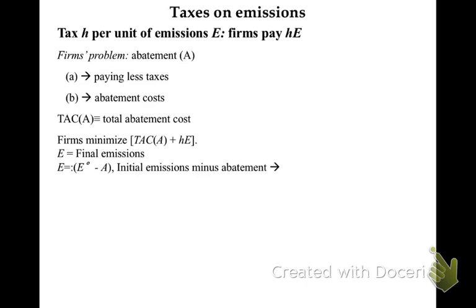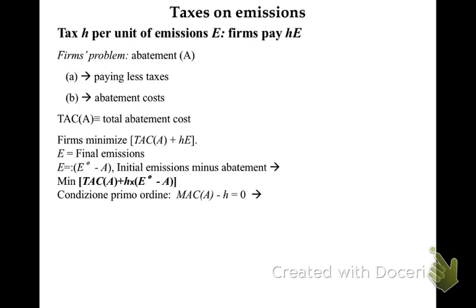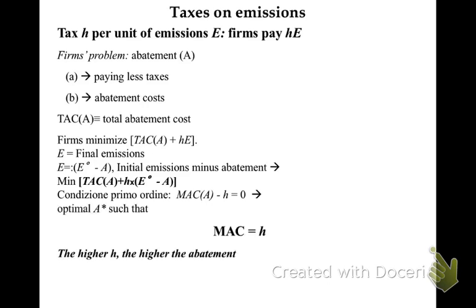rewrite this equation in terms of, for instance, abatement or emissions, just substituting the value of final emissions, which is initial emission minus abatement. Hence, we can minimize the sum and we get that the marginal abatement cost must be equal to H, the emission tax, okay? And the higher the tax, the higher the abatement.